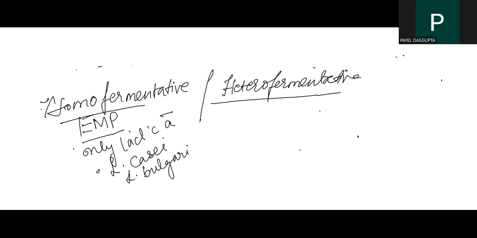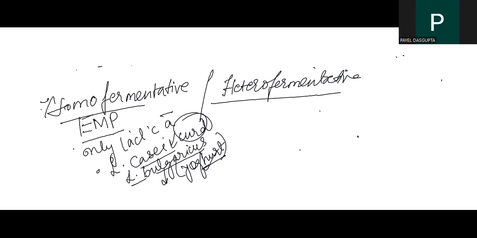Lactobacillus casei is sometimes used for curd as one of the cultures. Lactobacillus bulgaricus we will use along with Streptococcus thermophilus. Both together, we will go for yogurt formation. Sorry, it's Streptococcus thermophilus and Lactobacillus bulgaricus we are using for yogurt. L. casei we sometimes use as a culture for curd.